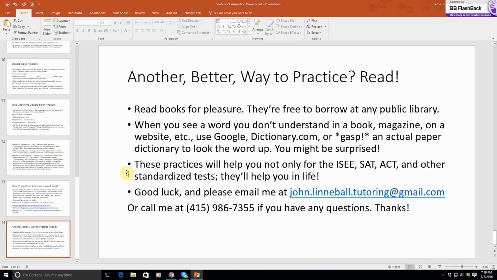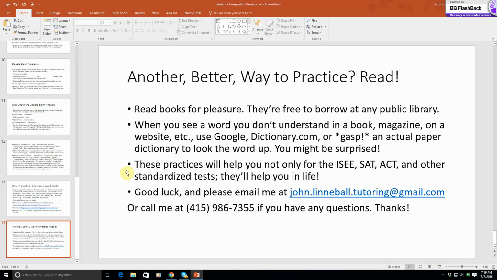And when you see a word that you don't understand in a book, a magazine, on a website, or wherever, you can use Google, you can use dictionary.com, or you could even use an actual paper dictionary to look the word up. You might be surprised about the etymology of the word, where it came from. You might be surprised about what it actually means, because a lot of times we use words with only one meaning when actually there are several meanings, or we think it means one thing and it kind of does, but it means something else.